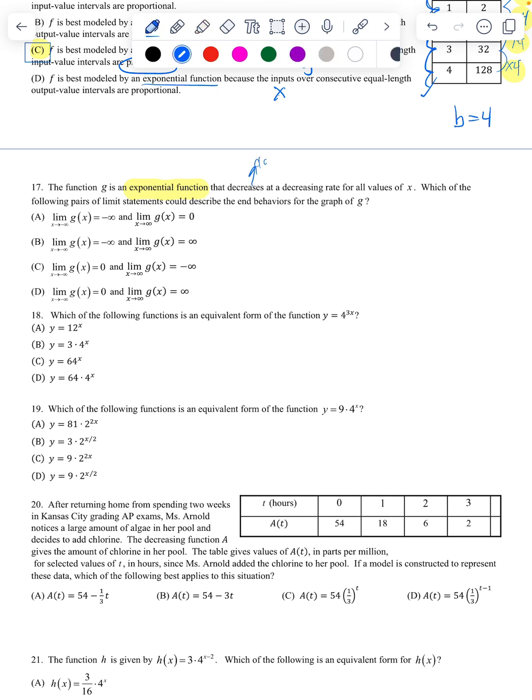All right, in 17, the function g is exponential and it decreases at a decreasing rate. So this means it's actually going down from left to right, and this means that it's concave down. So I would probably sketch myself a graph.